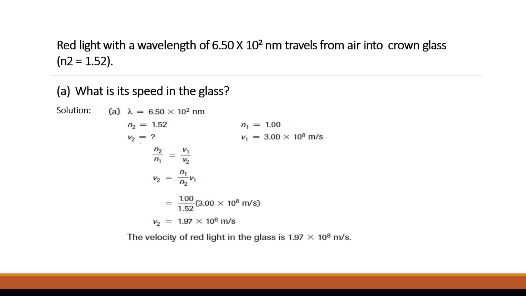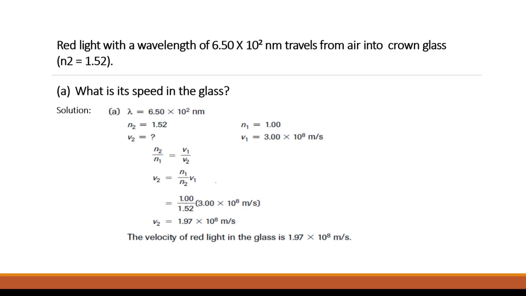So let's do a problem. Red light with a wavelength of 6.5 times 10 squared nanometers travels from air into crown glass, n2 equals 1.52. And so we want to find the speed in the glass.